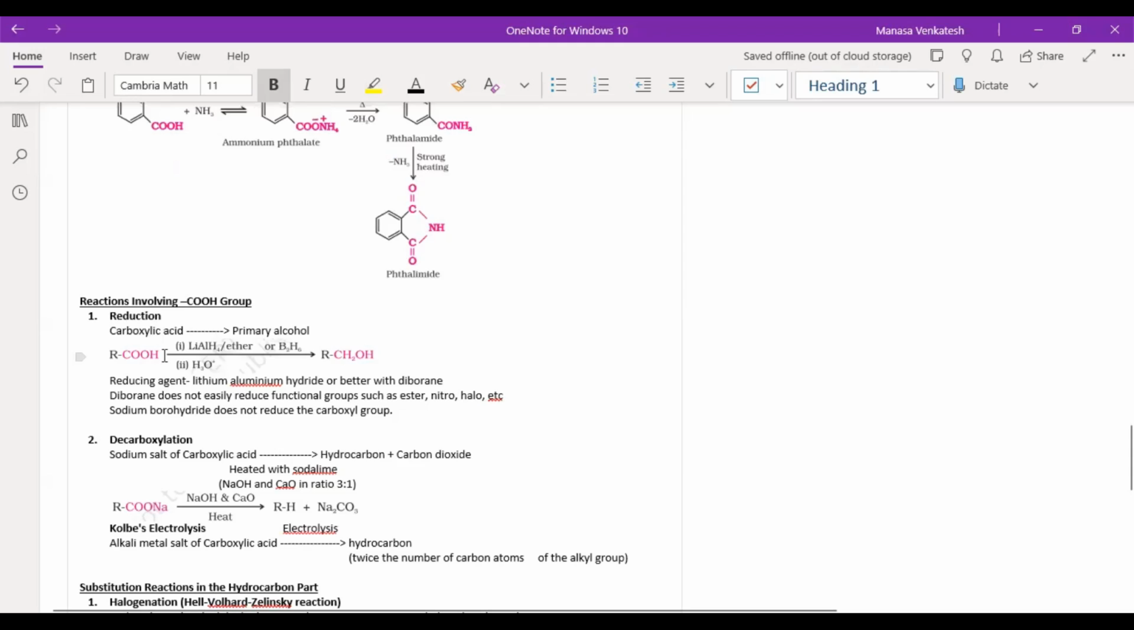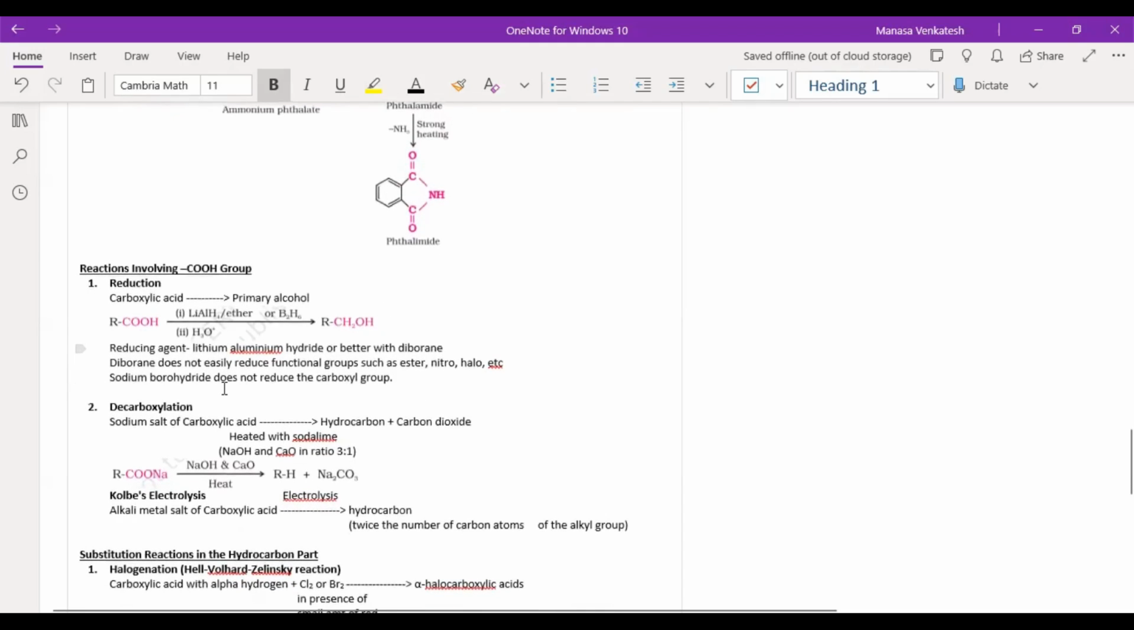Now it undergoes reduction to give us an alcohol. The reducing agent used is going to be lithium aluminium hydride, or it is better with diborane. This is because diborane does not easily reduce functional groups like esters, nitro, halo, etc. Sodium borohydride does not reduce the carboxyl group. So lithium aluminium hydride or diborane are the reducing agents used.